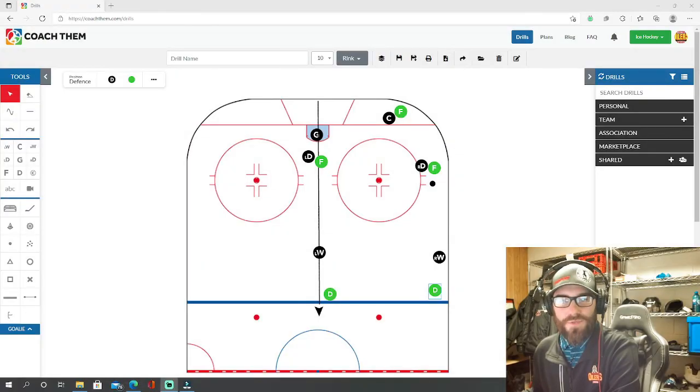The only exception we're going to have to this is our weak side defenseman in front of the net. We always want you in front of the net to make sure that you're there to help out, to make sure that nothing gets through in the house and we can clear out pucks from the front of the net.